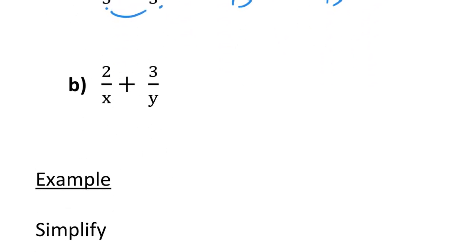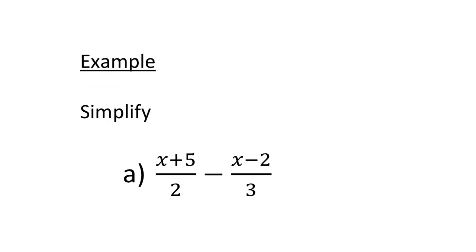Example B, it's an algebraic fraction one. Common denominator then is going to be xy. This x got multiplied by y to become xy, so its top line also gets multiplied by y. This y got multiplied by x to become xy, so its top line gets multiplied by x to become 3x, and that's as good as you can go.